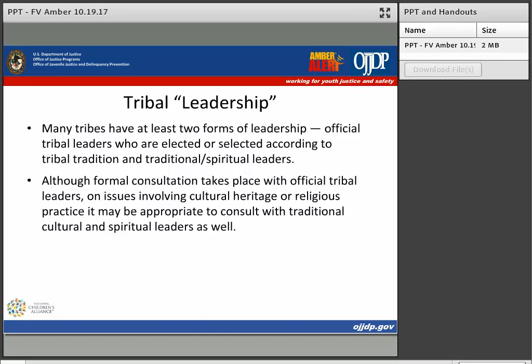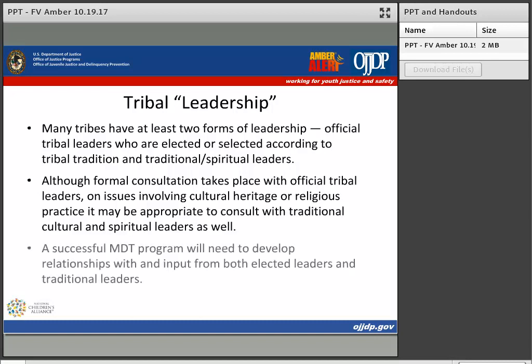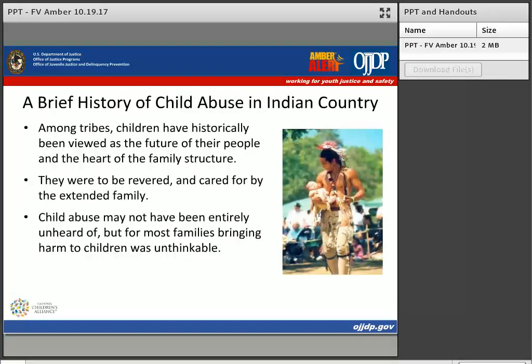There may be official consultations that take place, but you must always understand that involving cultural and heritage, religious issues and practices, you need to consult with traditional cultural and spiritual leaders to make sure that you're making the right approach and doing things the right way. If you can develop these types of relationships and get input both from government leaders and traditional and spiritual leaders, you're going to find that you'll have a much better opportunity for success with your program.